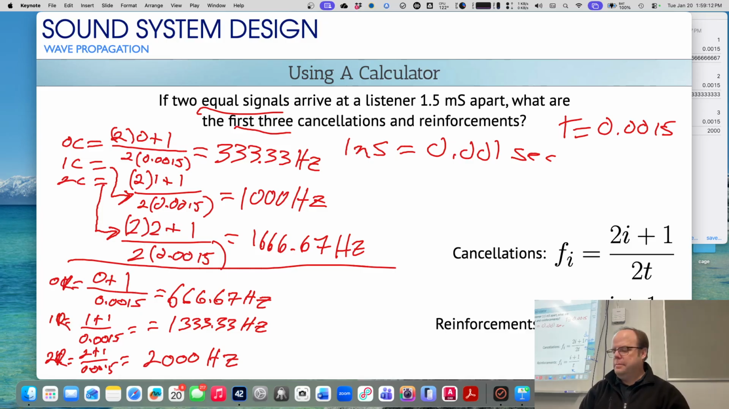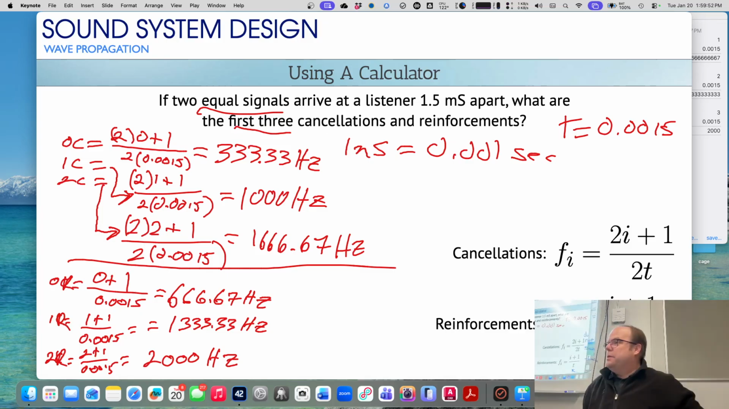Yes, Sam. So the I doesn't represent a frequency. It represents an integer. Yes, it represents ultimately a frequency, but to find it, we're just using that. So what we're really looking for is the first cancellation. So 0 is the zero base. So it's the lowest frequency that is going to be canceled or reinforced. Exactly. Okay. That's the idea.